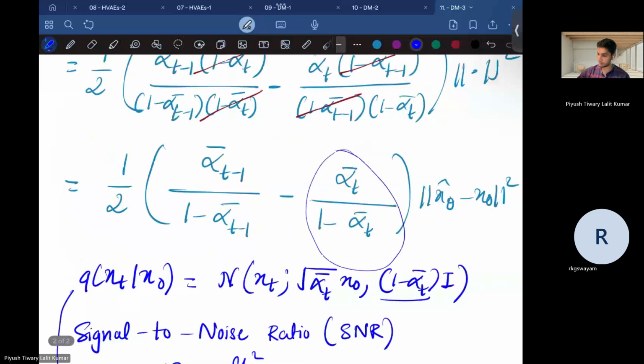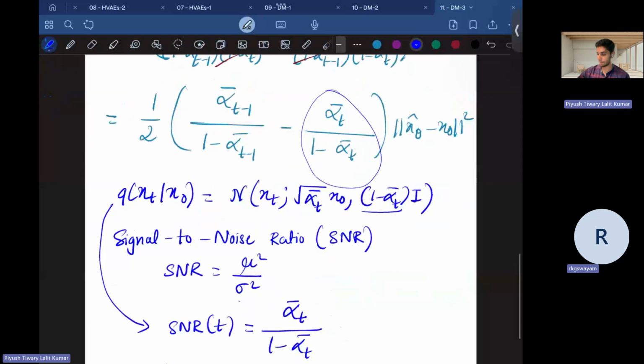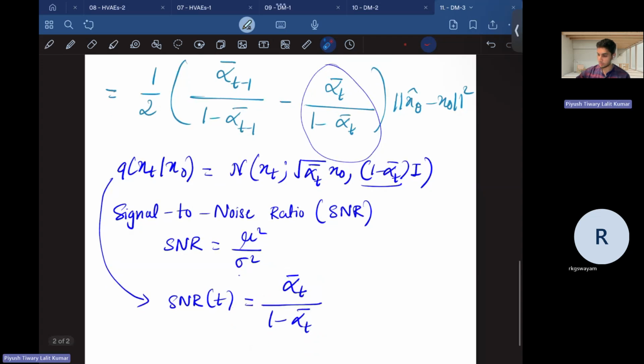Is it fine? So actually, I could understand this SNR is equal to mu square by sigma square, but how did you reach this expression, alpha t bar and then one minus? How is this equal to mu square by sigma square? Okay. So for this distribution, this is the mean and this is the variance. This is the sigma square, isn't it?